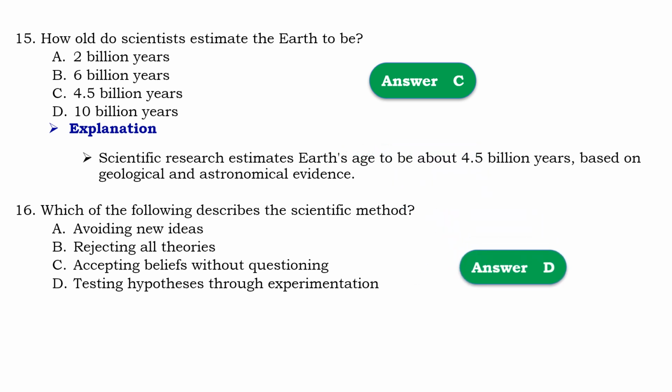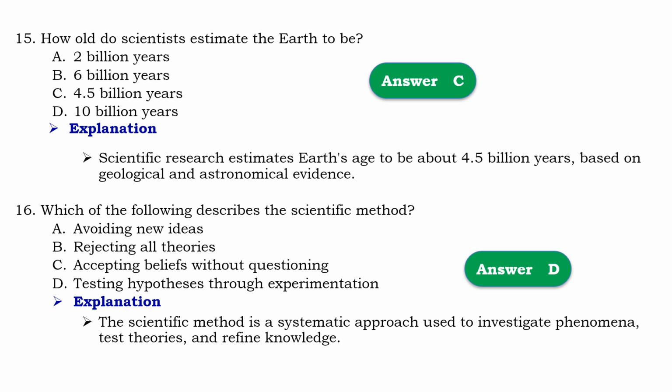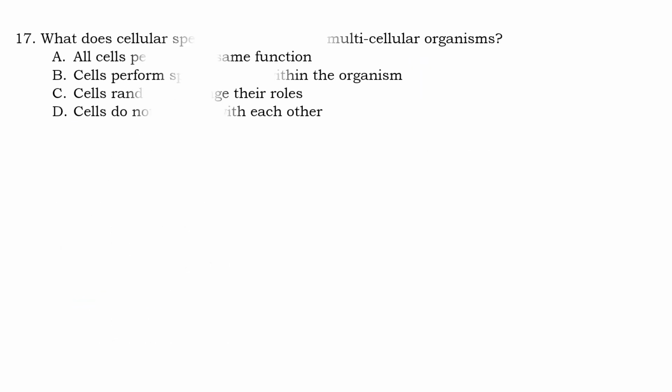So that should be D. Testing hypothesis through experimentation. Means that the scientific method is a systematic approach used to investigate phenomena, test theory or test hypothesis, and refine knowledge.